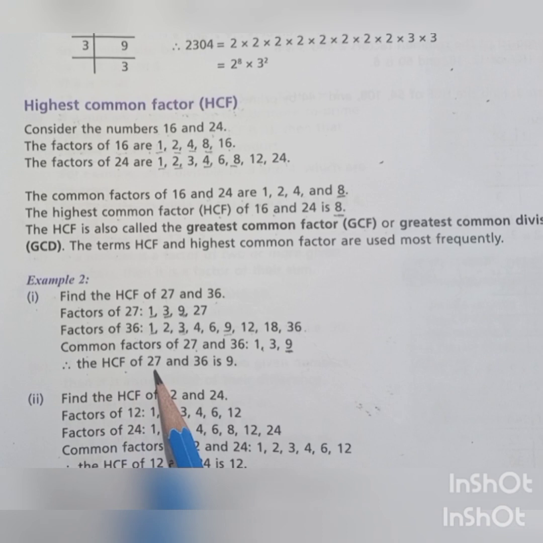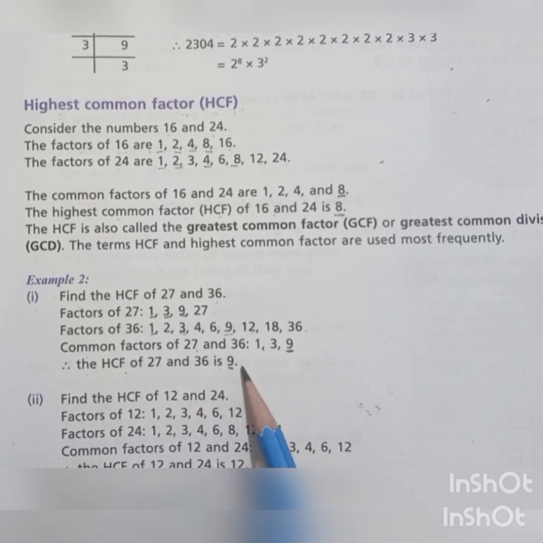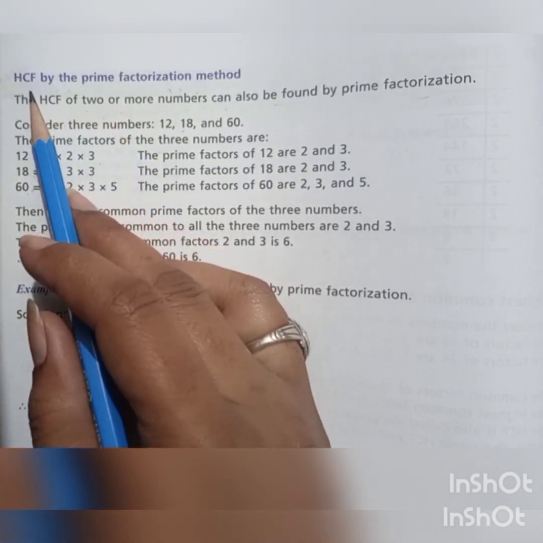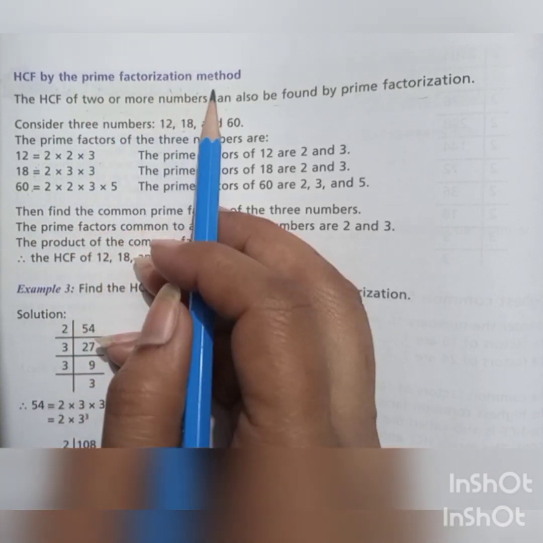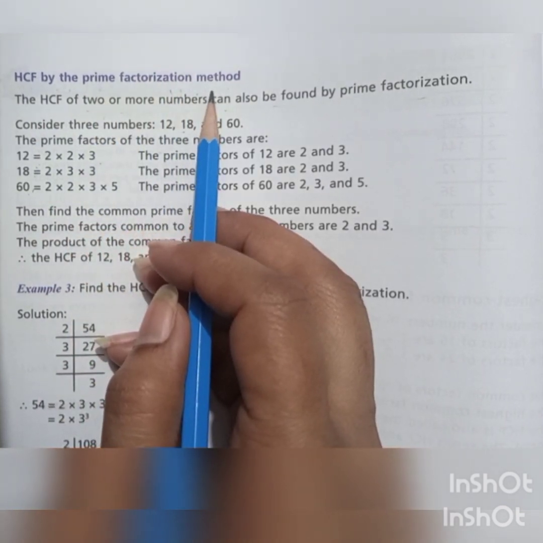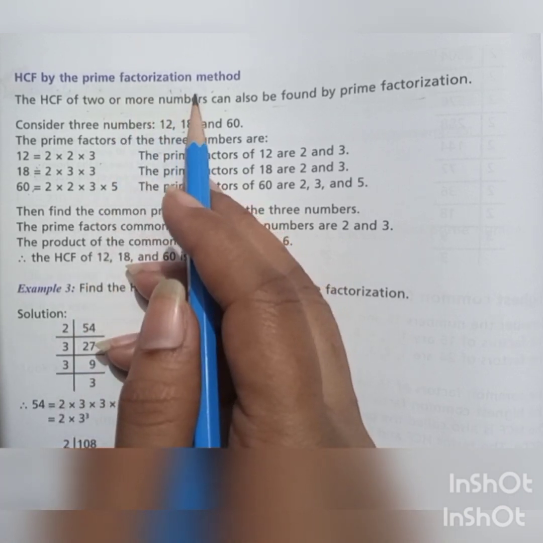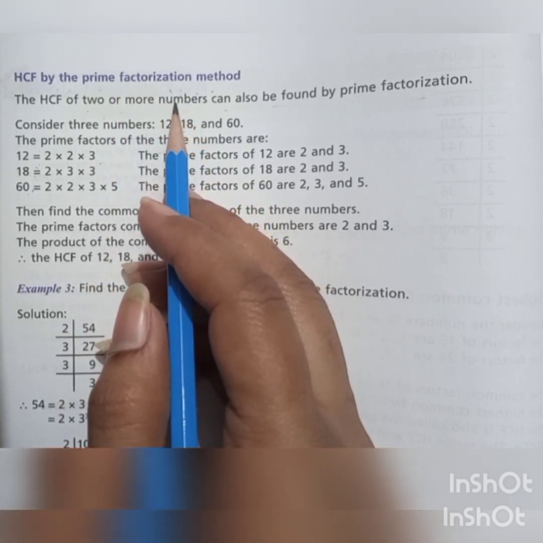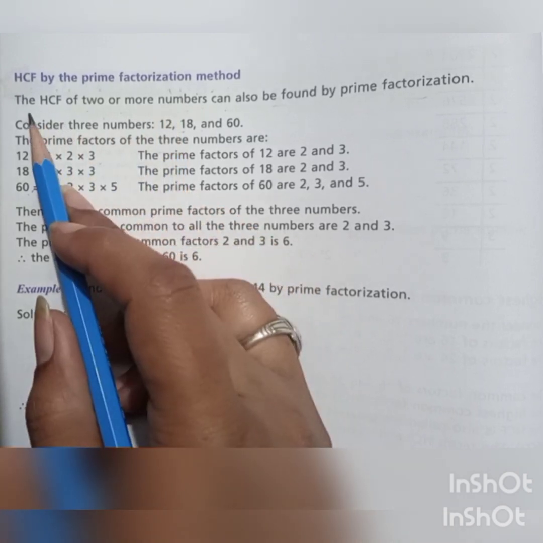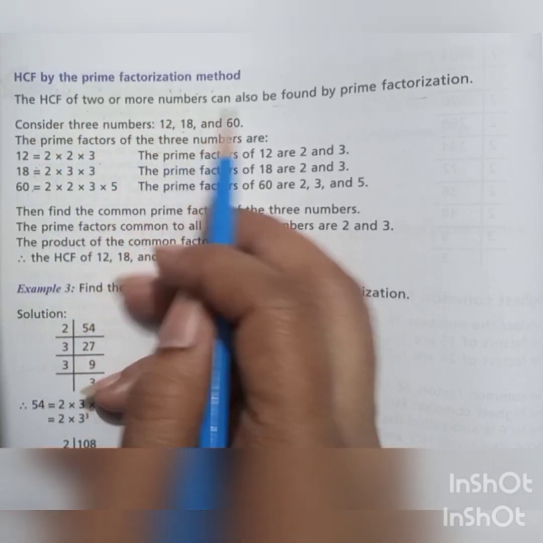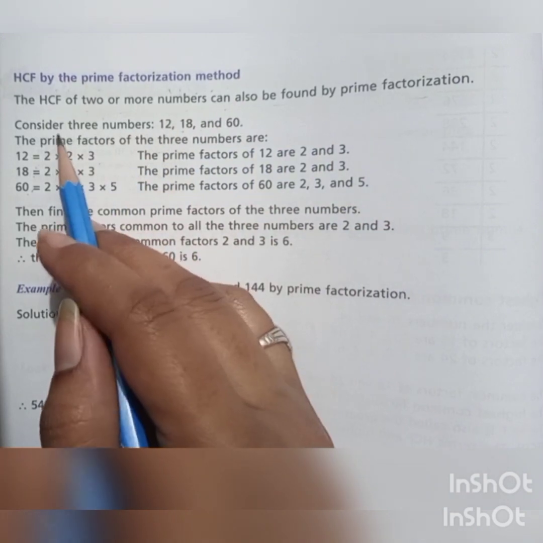The HCF of 27 and 36 is 9. Now there are two methods to solve HCF. First one is by prime factorization method and second one is by long division method. Today we will study prime factorization method, and in our next lecture we will study long division method. So the HCF of two or more numbers can also be found by prime factorization.